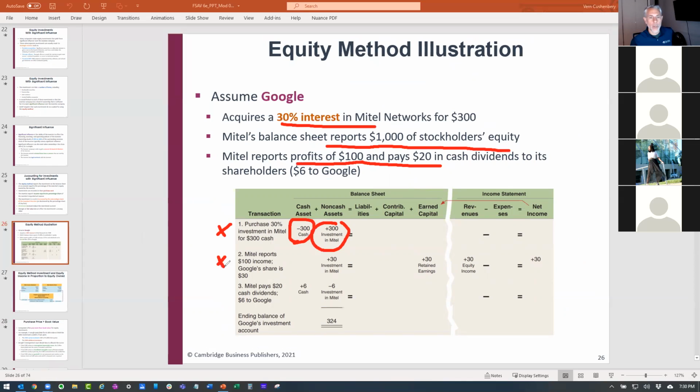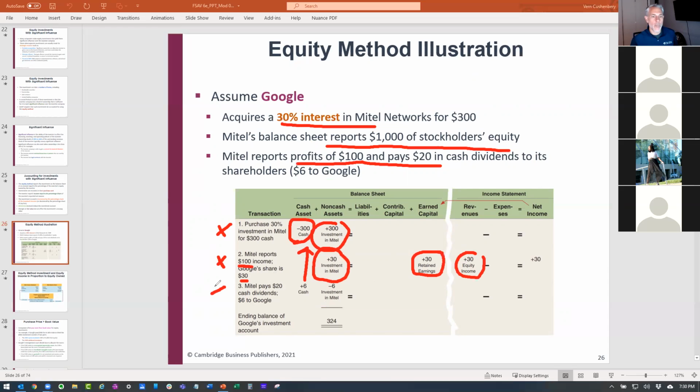Time period 2, Mattel reports $100 in income. Now remember, we own a 30% stake. That's where this $30 number comes from. So we're going to increase our investment in Mattel by $30. Mattel just earned money. That's net income, so we're going to raise our investment in Mattel. That flows through to equity income and ultimately retained earnings.